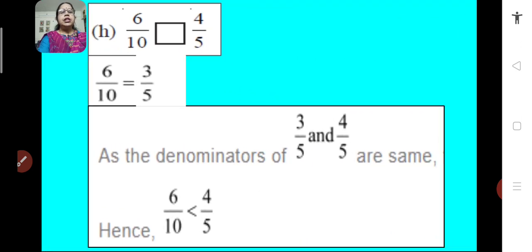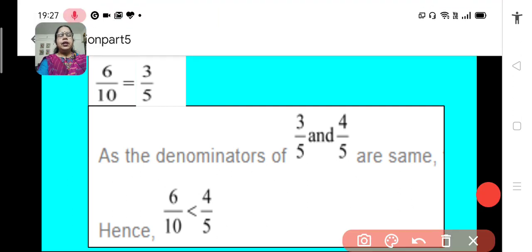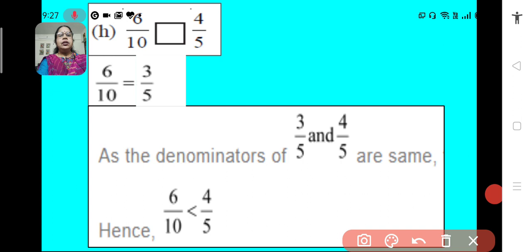Next one, 6 upon 10 and 4 upon 5. To have the fractions with same denominator, we can bring 6 upon 10 into its simplest form and we get 3 upon 5, isn't it? So, 3 upon 5 and 4 upon 5 are like fractions, easy to compare them. Which one will be the greater one? The greater one is 4 upon 5. So, 4 upon 5 is greater than 6 upon 10.